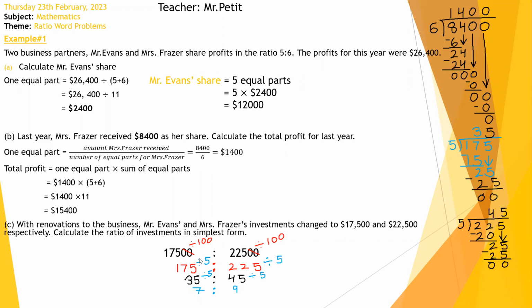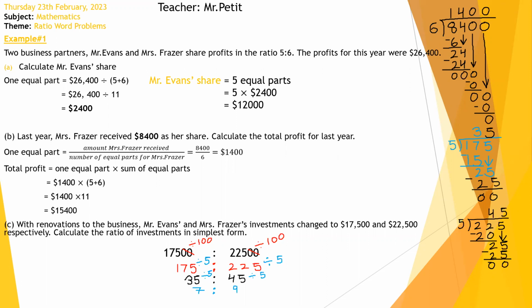Now we have to find the total profit: one equal part times the sum of equal parts. We got 1,400 for the equal part, and now we multiply it by the sum of 5 plus 6, which is 11. So 1,400 times 11 gives us 15,400. Why do we use 11? Because we're finding the total profits, so we combine the 5 and the 6 of the ratio. Okay, good.